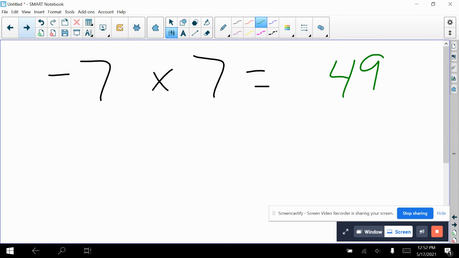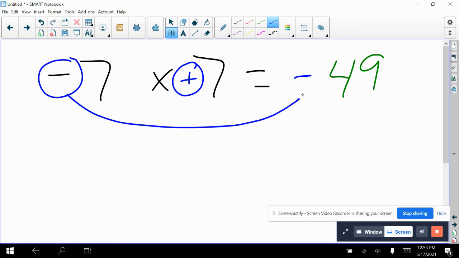Okay, going back to this. So our answer is going to be positive or negative? It's going to be negative. Why? Because I have a negative number here. I have a positive number here. So that's yielding us a negative number, because I have one negative and one positive. It doesn't matter where they're at. It's going to give me a negative number. So far, so good?